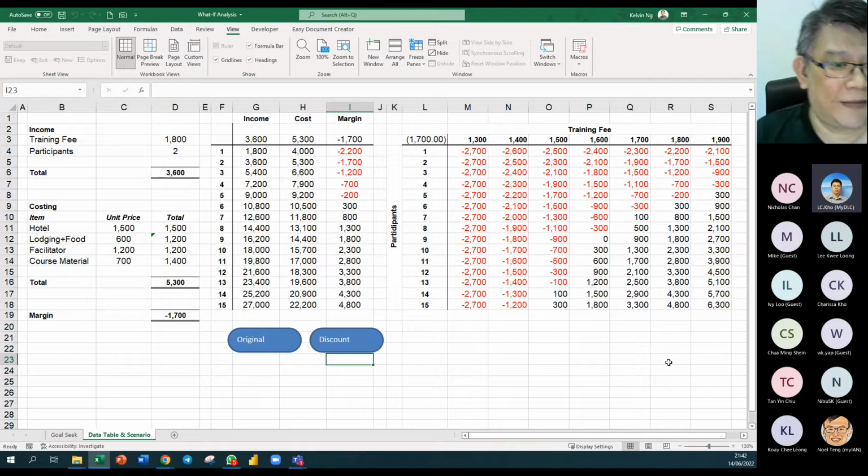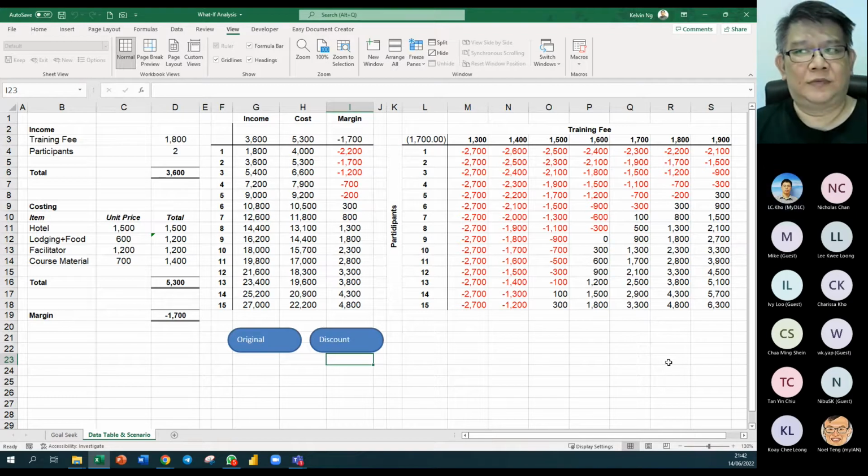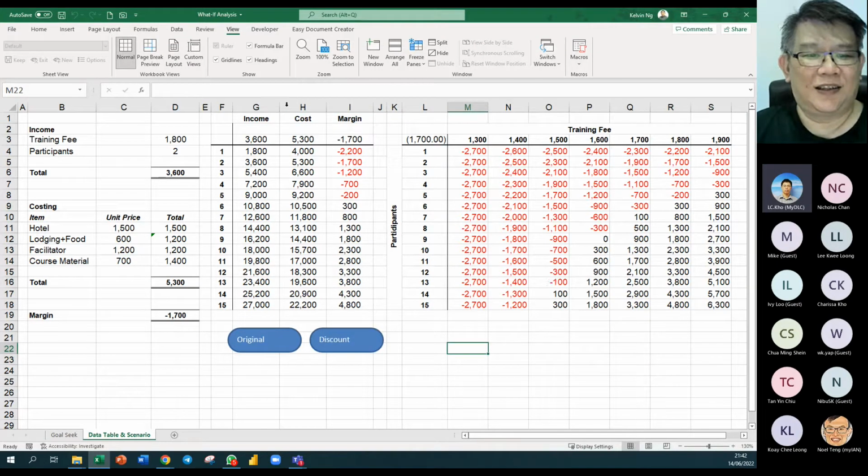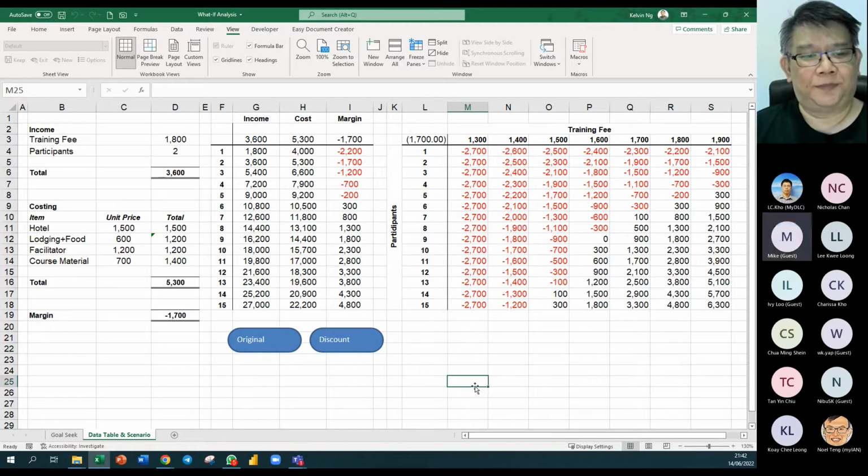Can the scenario become a pull-down menu? No, not that I know of. Maybe there is, but no. As far as I know, I don't know. Cannot. Don't know. Just created another tab. This is good enough, right?